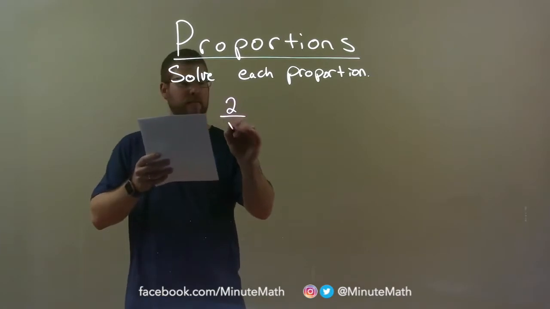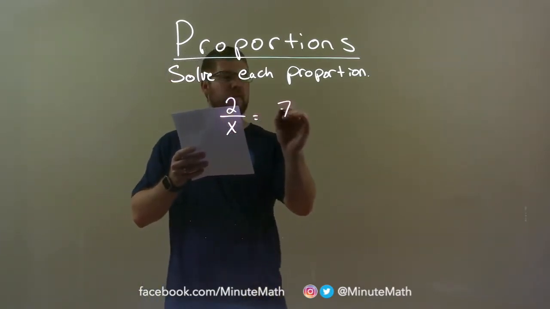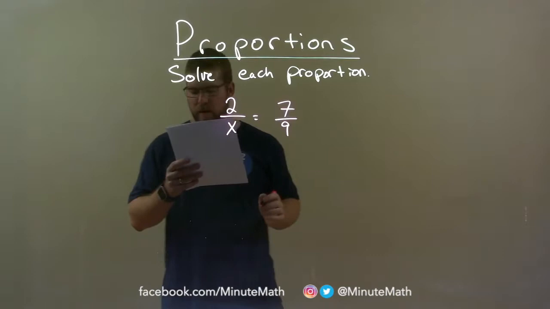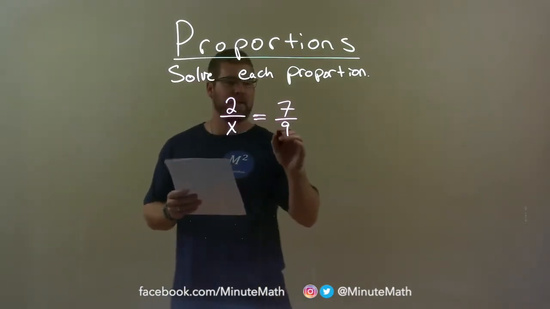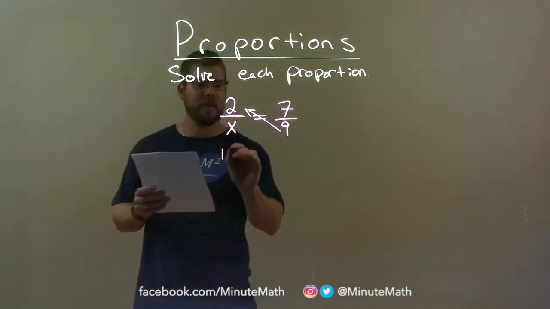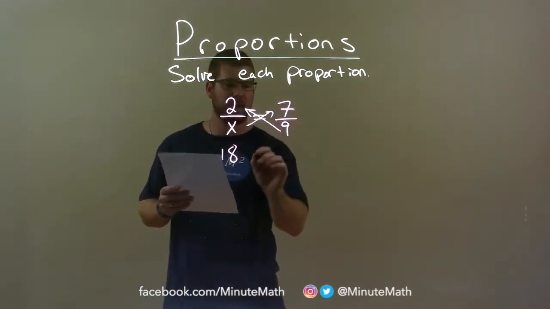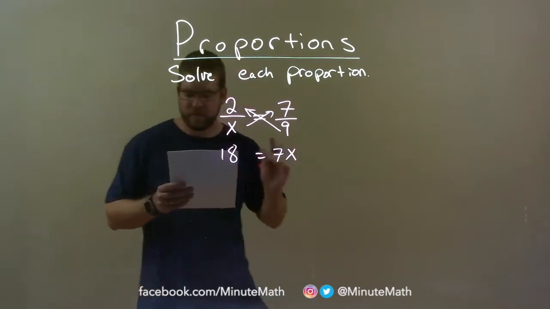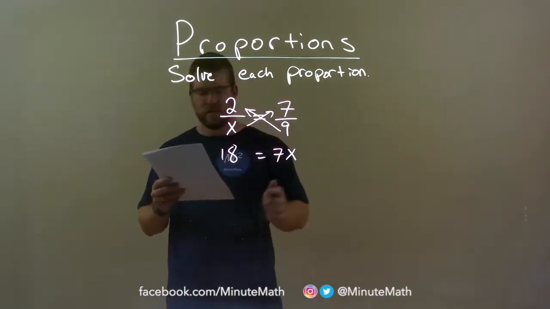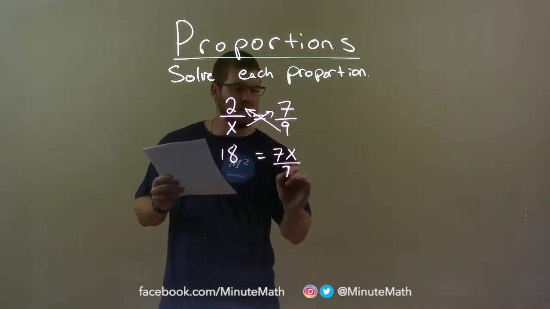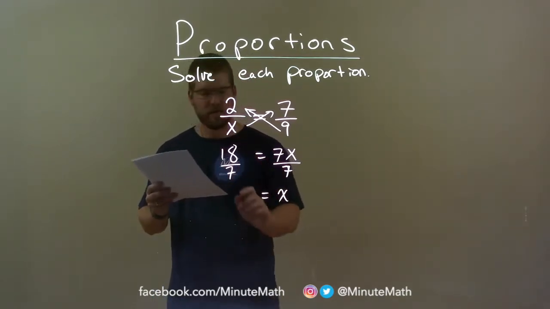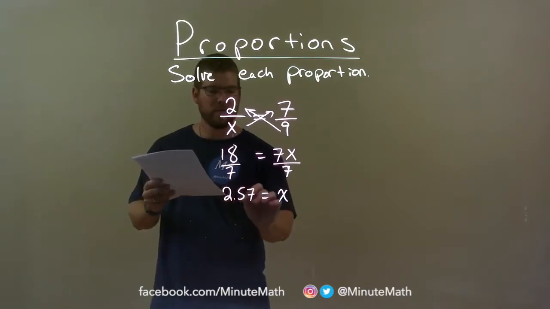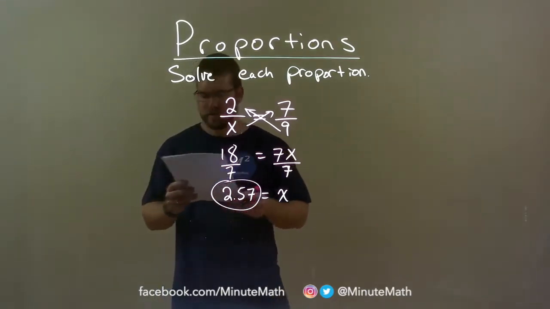2 over x equals 7 over 9. Okay? Well, what I want to do here is I want to cross multiply to get x by itself. 9 times 2 is 18, and x times 7 is just 7x. Okay? Now we want to get x by itself. So we divide by 7 to both sides. This leaves us x by itself, and 18 divided by 7 is 2.57. And so our final answer here is just 2.57.